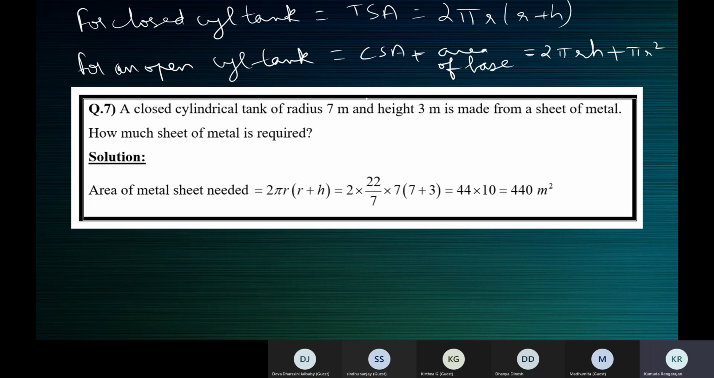Because it is cylindrical, there will be a circle below. So you should find 2 pi RH, then find pi r square, and add both. That will be the area of an open cylindrical tank. Is it understood? Please make note of that.